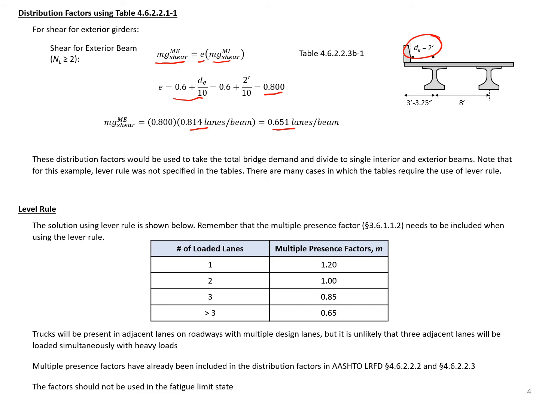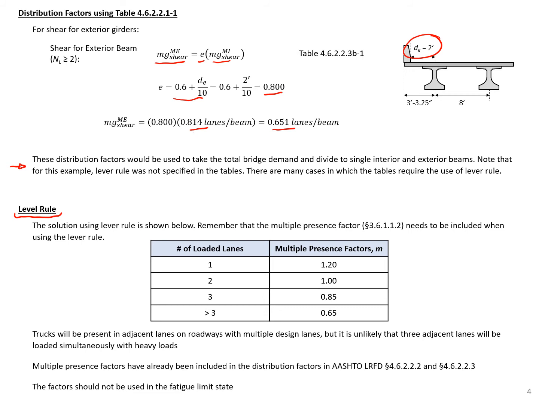So again, we can remember that these distribution factors would be used to take the total bridge demand and divide it to a single interior or exterior beam. So we would use these then to design our typical exterior beam and our typical interior beams. For this specific case, the table doesn't ask for the lever rule to be used, but there are many cases where the lever rule is or should be used to find the distribution factors. So the next portion of the example, we're going to use the lever rule to find our distribution factors.